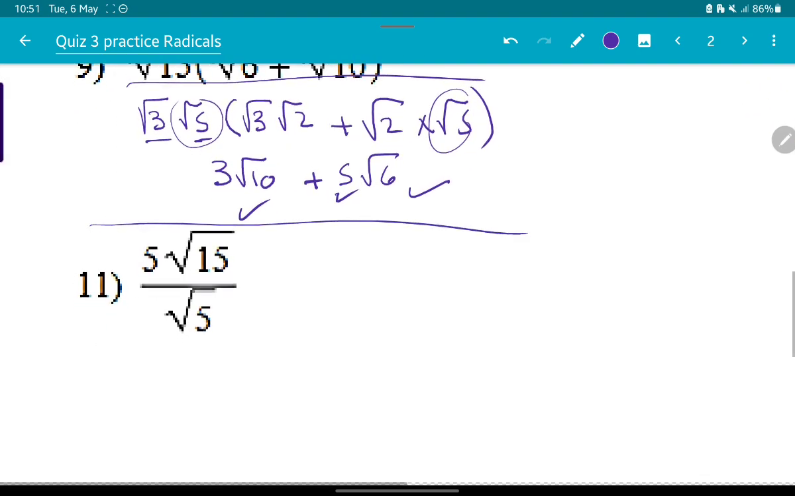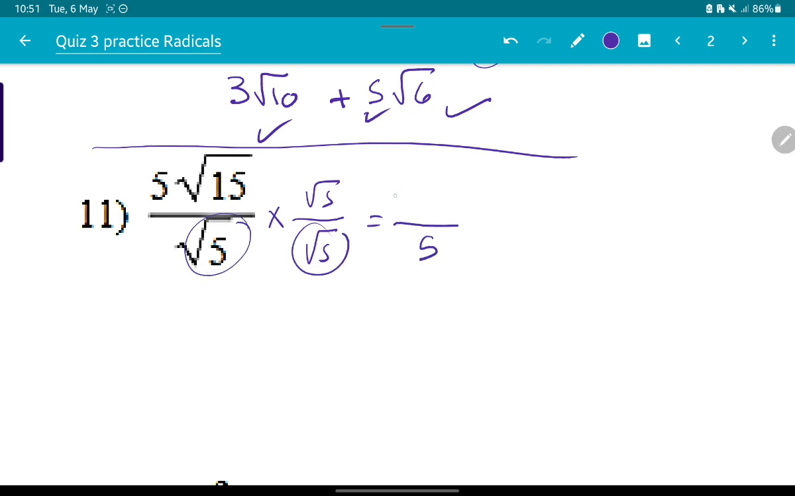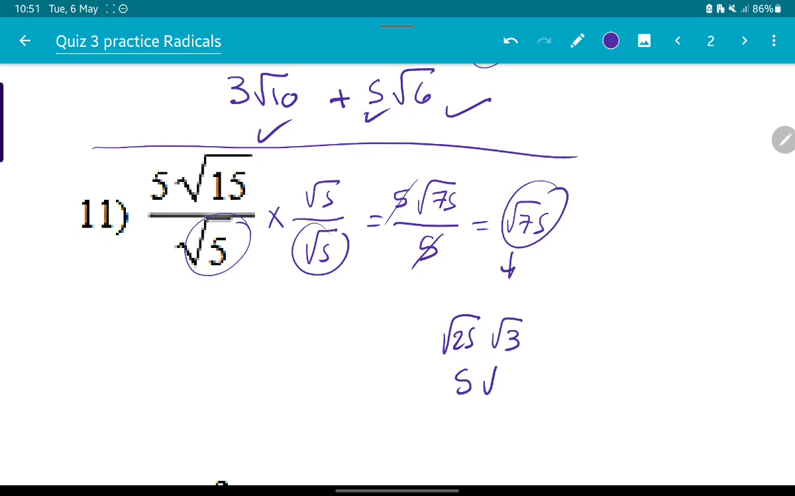Here the same technique, and we have two methods. We can multiply up and down by root 5 to get rid of the root in the denominator because we don't keep the root in the denominator. When we multiply root 5 by root 5, the answer will be 5. And up it's root 15 times root 5, it will be root 75. When we cancel the 5 with 5, the answer will be root 75. Don't leave the answer this way. We break this down to be 5 root 3.